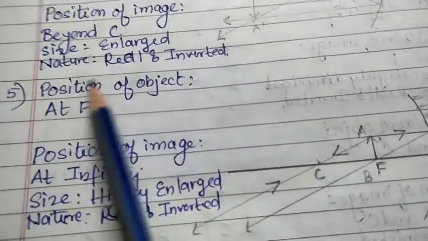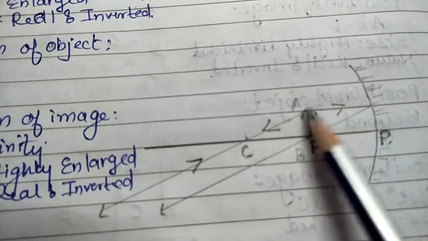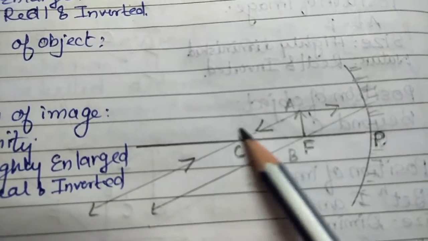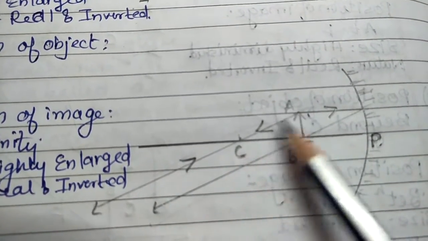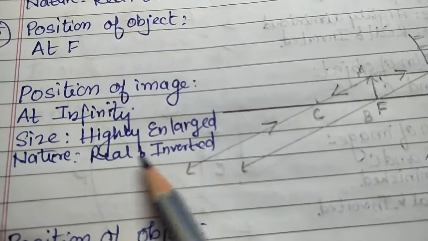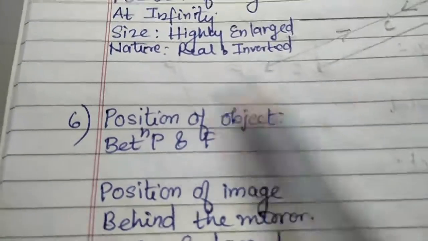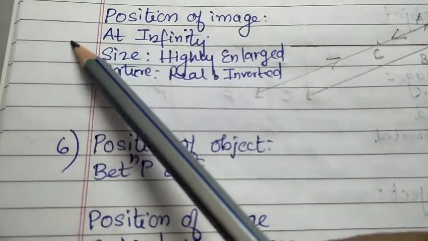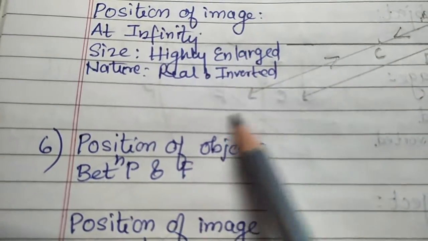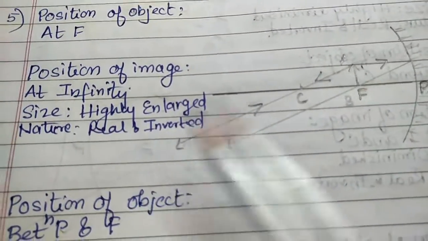Now next is position of the object at F. So now I place the object here. This is the first ray parallel to principal axis coming through focus. Now the third ray passing through center of curvature. Can you see this ray? It is going and coming back in the same direction. Now here what happens? You have to extend it. Somewhere here or somewhere here it will meet these rays. So the image size will be highly enlarged because they will be meeting further. Here the image will be formed, highly enlarged than the object. It will be real and inverted.